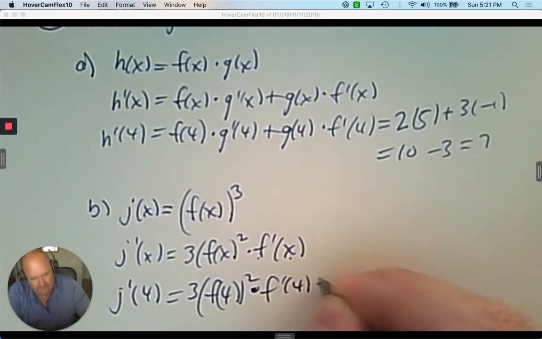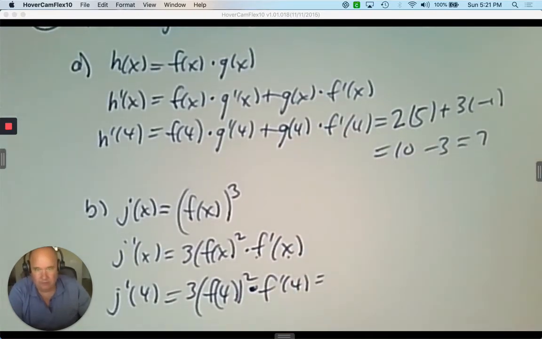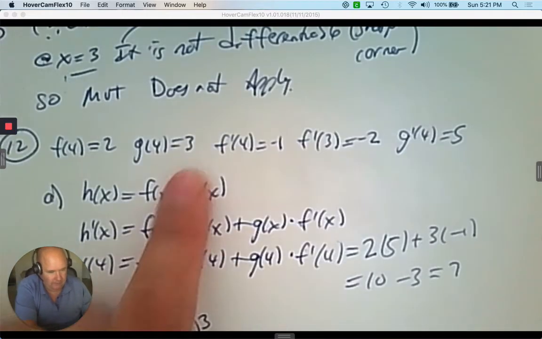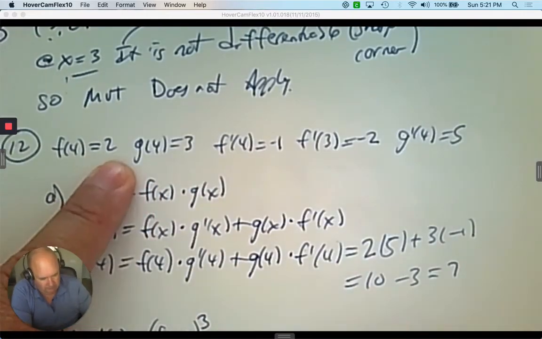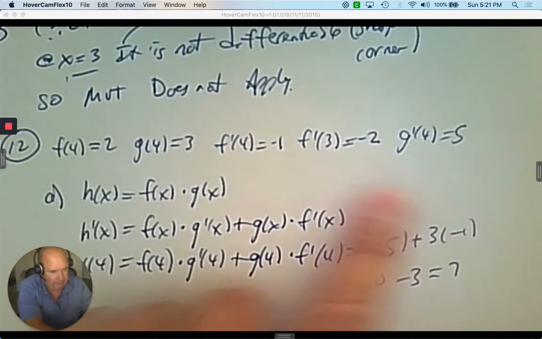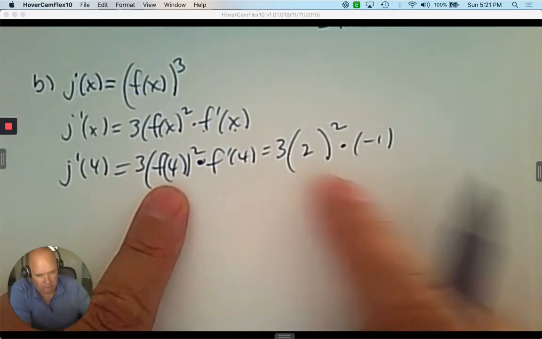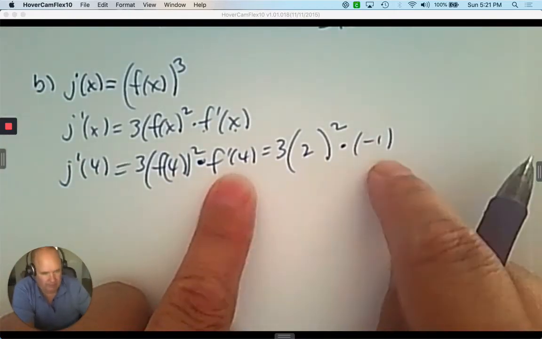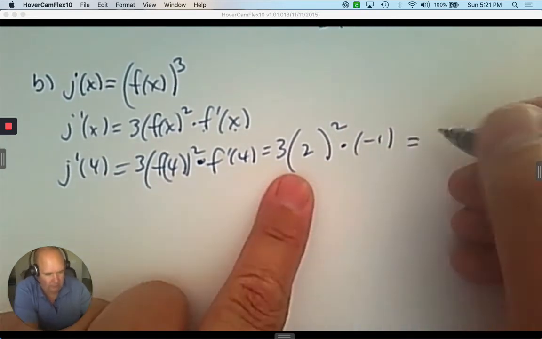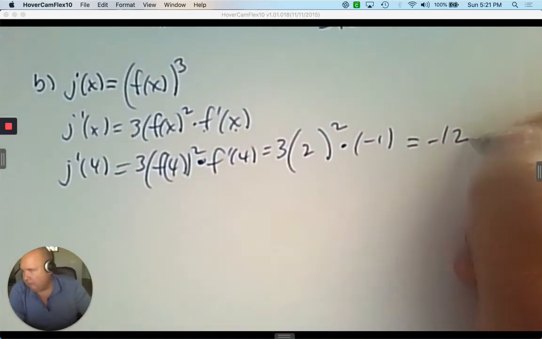And then that's it. So then you look for the values for it. So f at 4 is 2. And then f prime at 4 is -1. So f at 4 was 2. F prime at 4 was -1. So this is 12 times -1, so I get -12.